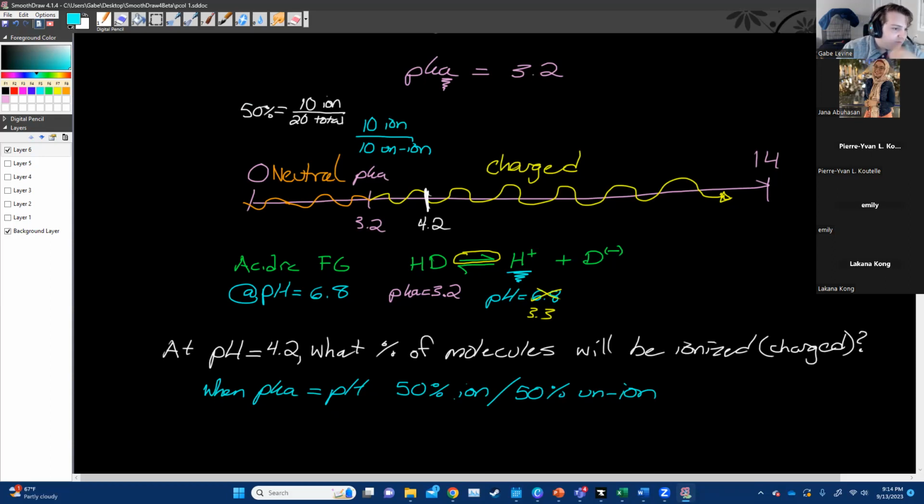What the rule says is that for every step in the direction you're going, you change the balance of those molecules. So we know conceptually that when I move towards 4.2, the number of ionized molecules I have should increase. And what we find is that that increase is as if you did 10 ionized over 1 unionized. So a ratio of 10 to 1.